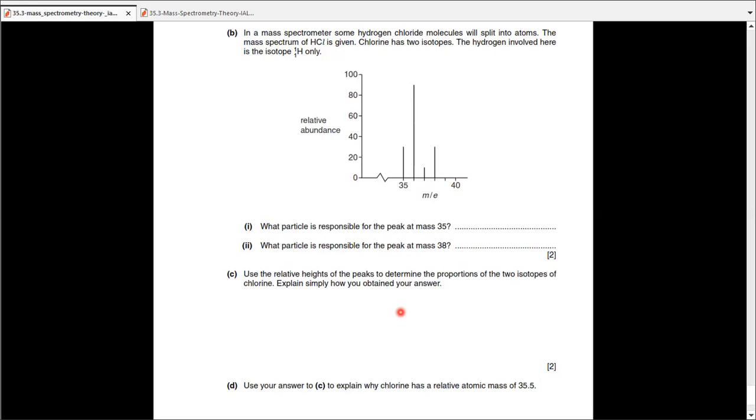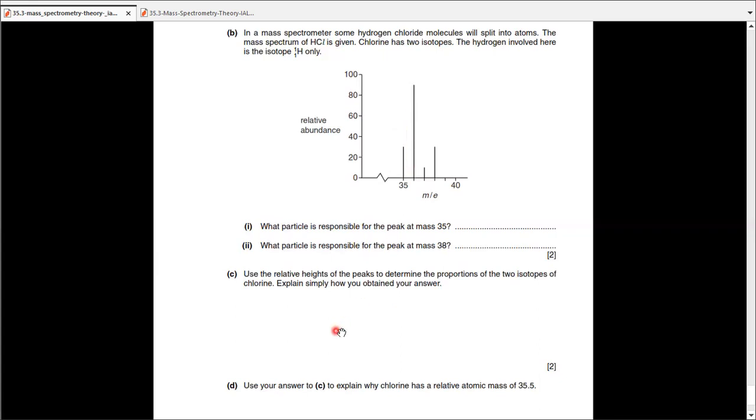HCl. Correct, but not complete. Incompletely correct. HCl 30. HCl radical. H radical Cl. No. Forget the radicals and the positive ions. Just talk about the atoms or their isotopes. Remember, this is the mass spectrum of HCl. 38.